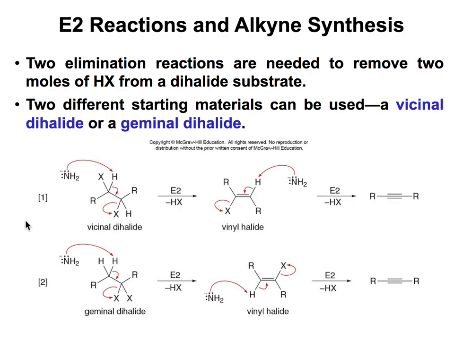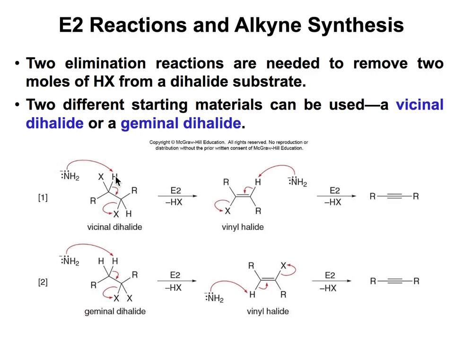So here we see the mechanism of that happening. Two eliminations would happen back to back, and that will result in the two pi bonds. So here we have the base that will come and take the hydrogen. Remember that hydrogen has to be coplanar to the leaving group, and it has to be in an antiperiplanar position. So this hydrogen is antiperiplanar to this X right here.